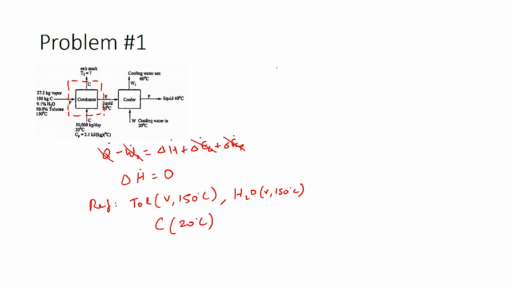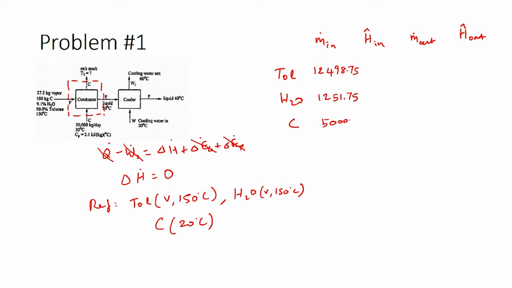So, the enthalpy table would have toluene, water and coolant, and we will have m dot in, H cap in, m dot out and H cap out. And toluene coming in, we had calculated it to be 12,498.75, and water coming in we have calculated to be 1251.75. Coolant, it has been given as 50,000, and so whatever is coming in is also leaving the system.